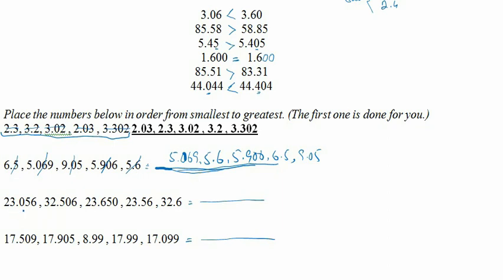Similarly 23.0, 32.506, 23.650, 23.56, 32.6. First we see the units and tens. So 23 is the smallest and 32 is the highest. Now after the decimal there is 0, there is 6 and there is 5.